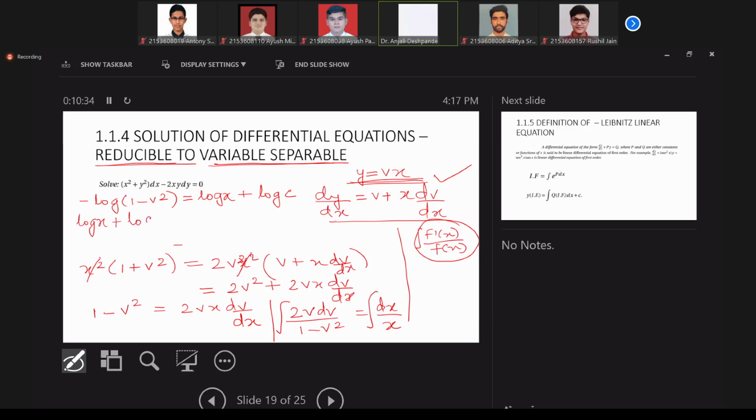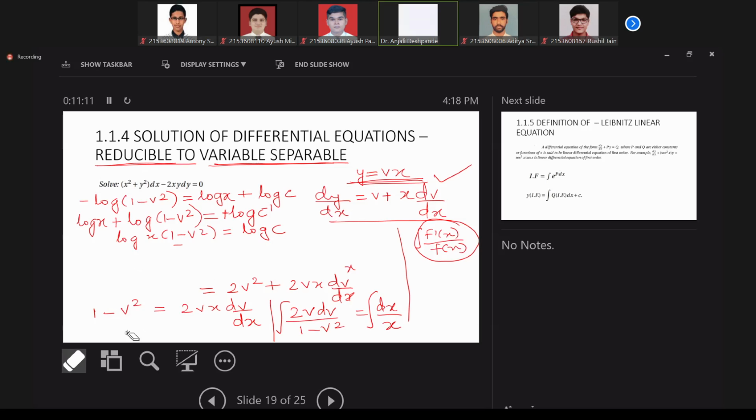So I can write log x plus log 1 minus v square. Now please remember, minus log c is also a constant itself, so I can just keep it like this. If you want to write minus log c, by all means you can write it, and then remember that you will also do c raised to minus 1, in other words, 1 upon c. But overall, the log sign will go. So log of a plus log of b means log of ab. So log x into 1 minus v square is equal to log c. We will just write simply like this. And then after that, we can easily cancel out the log on both the sides.